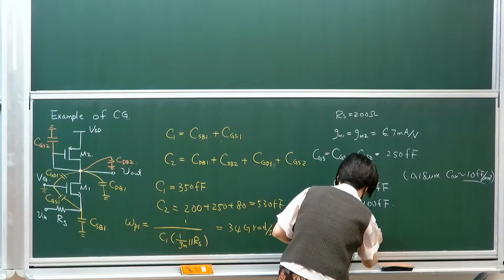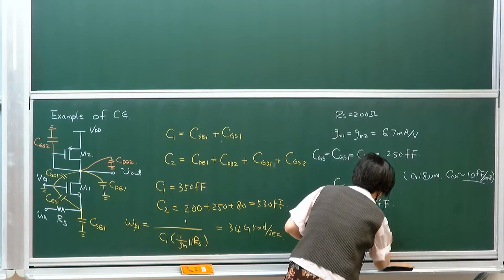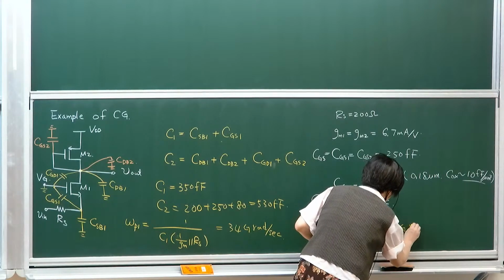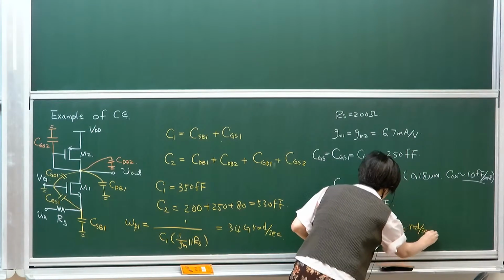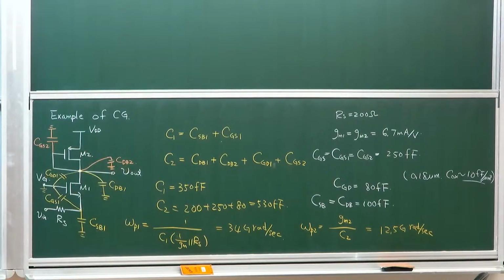And this is approximately 12.5 gigaradians per second. Okay? So you can see that all these poles are at relatively high frequency. So this is the main characteristic of a common gate stage. You typically have high-frequency poles that will make the overall circuit exhibit a high-frequency response. Okay, good.